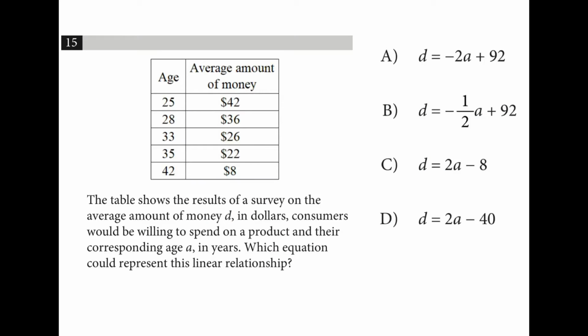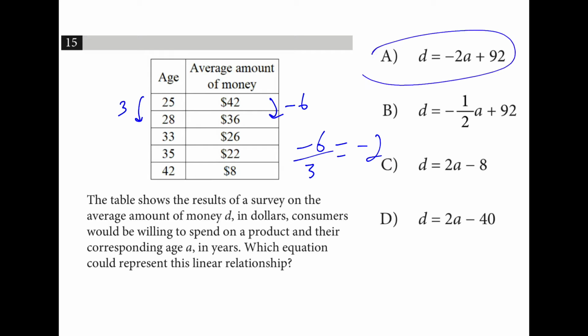So which equation represents this relationship? As the age increases by 3, we go down by 6. So negative 6 over 3 is negative 2. This is the only one that has a slope of negative 2.